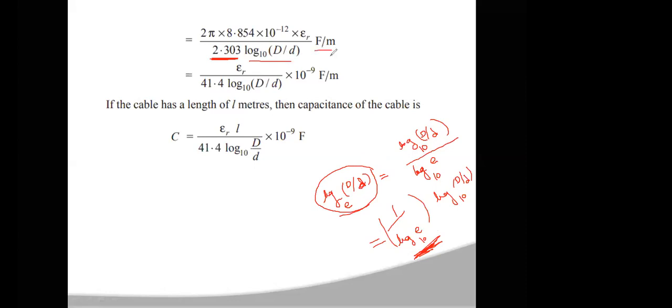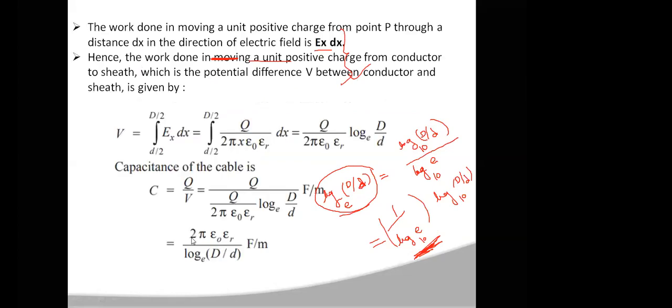If you further calculate, you will get the final value as epsilon r by 41.4 into log capital D by d to the base 10 into 10 power minus 9. You do not actually need to remember all these things. You just remember this formula, that is enough.